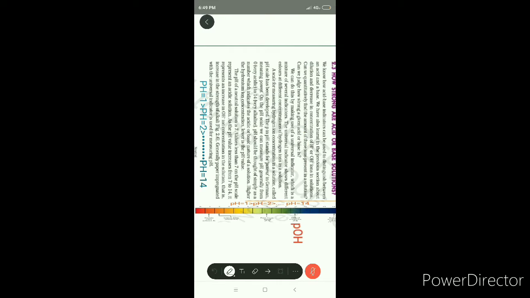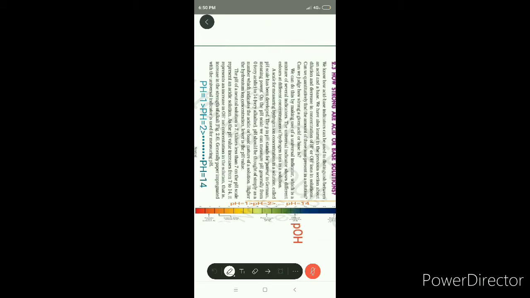So that means when we dilute, the amount of hydrogen ion or hydroxide ion decreases, but how many ions are present in this solution we cannot determine. So to judge the strength of a given acid or base, we have to use a universal indicator.